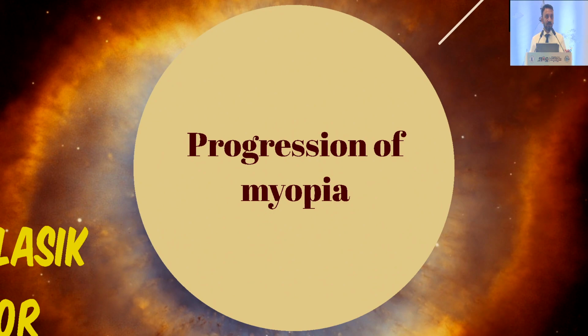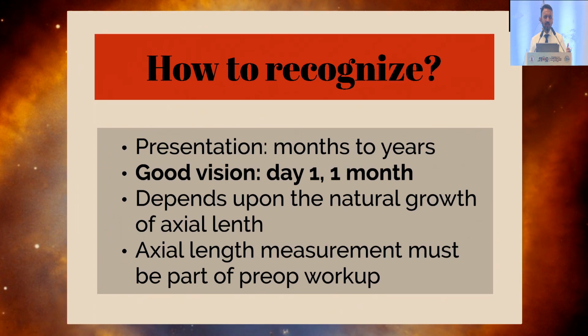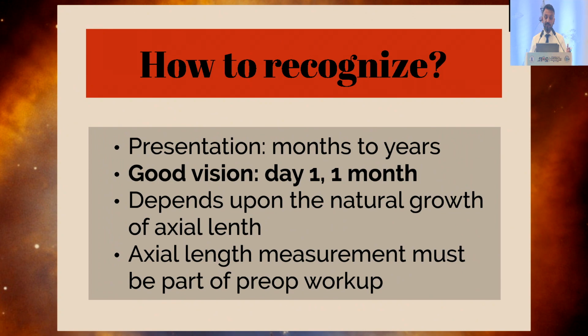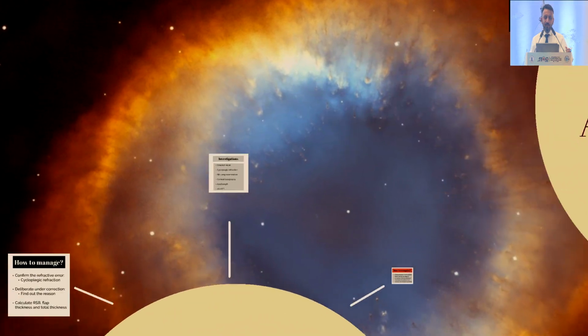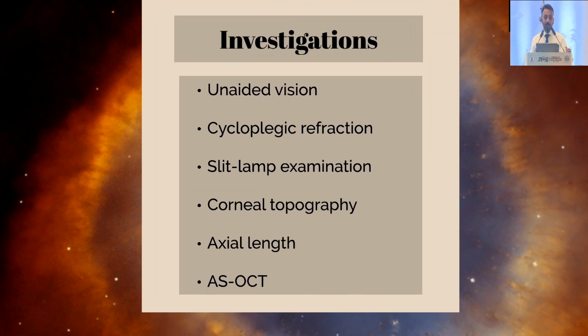Third is progression of myopia. We all know this is the commonest side effect of myopia, which is progression. Now, typically it presents from months to years. Good vision at day 1 and 1 month, and all this documentation is required, and it depends upon natural growth. It would stop progressing. But the most important part here is your pre-op investigation.